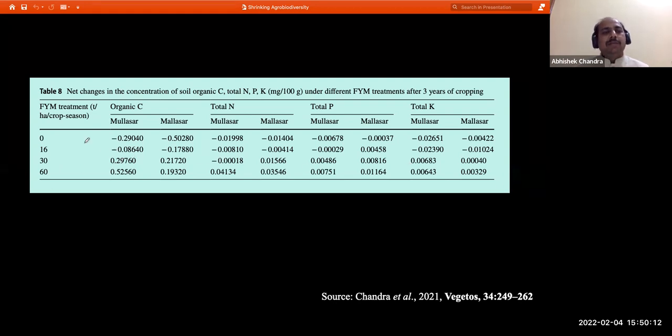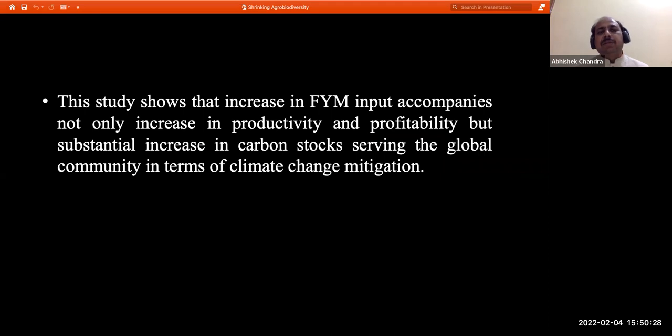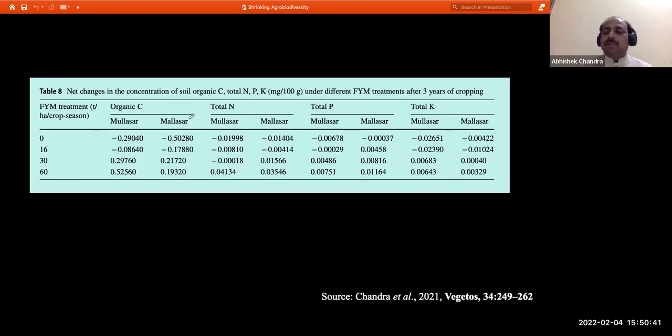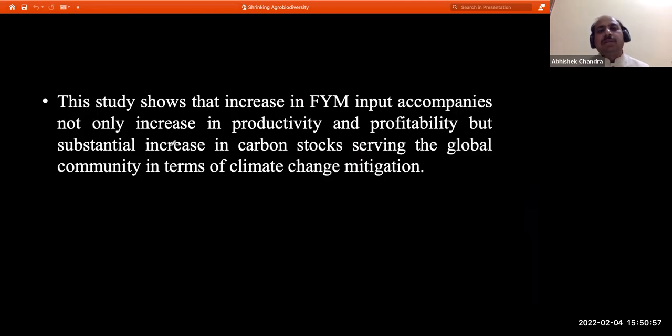So we can say it is more effective when we give 30 tons per hectare per crop season; it changes the soil condition and increases its nutrient value. This study shows farmyard manure increases and sustains the cropping system. But nowadays livestock products are decreasing, so farmers are unable to give such an amount of farmyard manure. That is one of the reasons they are turning to another type, vermicomposting, which is important as it increases the carbon stock in the soil.